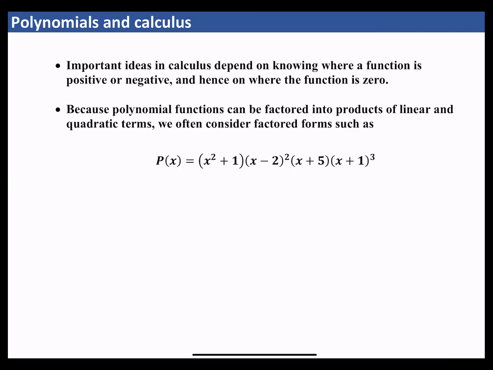Important ideas in calculus depend on knowing where a function is positive or negative, and hence on where the function is 0. Because polynomial functions can be factored into products of linear and quadratic terms, we often consider factored forms such as p of x equals (x squared plus 1) times (x minus 2) quantity squared times (x plus 5) times (x plus 1) cubed. We will learn how to visualize such functions by looking at their zeros and the power associated with each, and work to understand where the function changes sign.